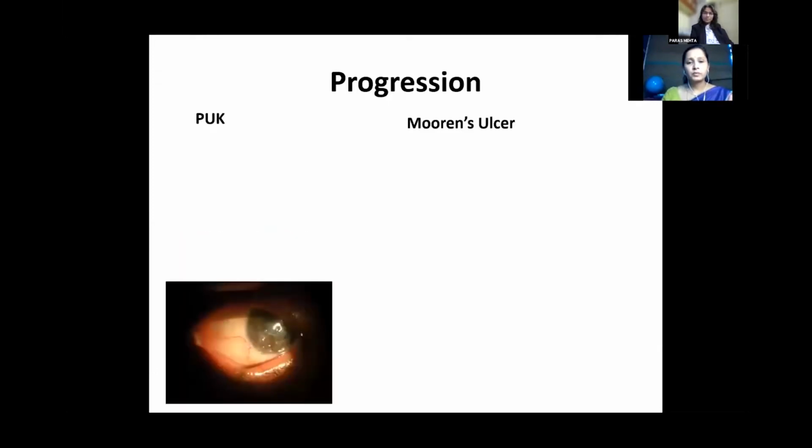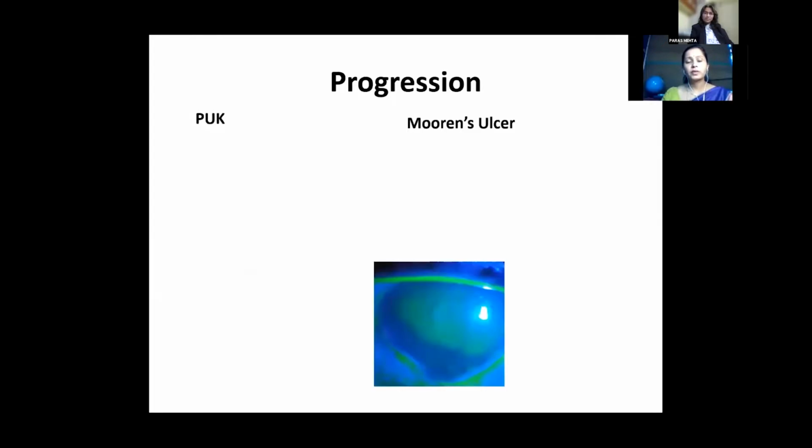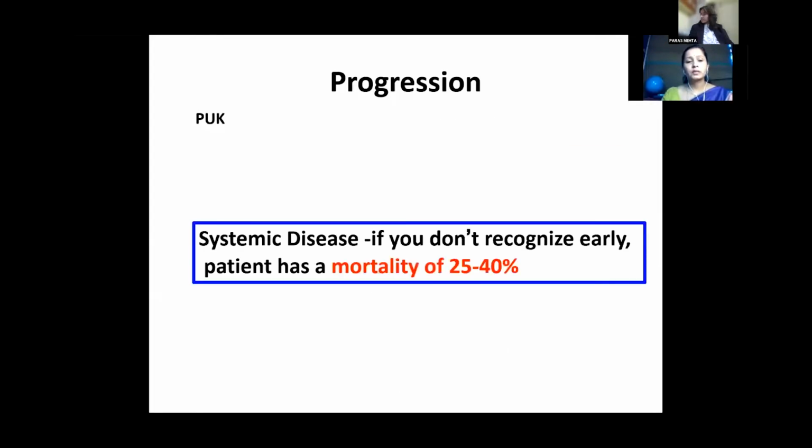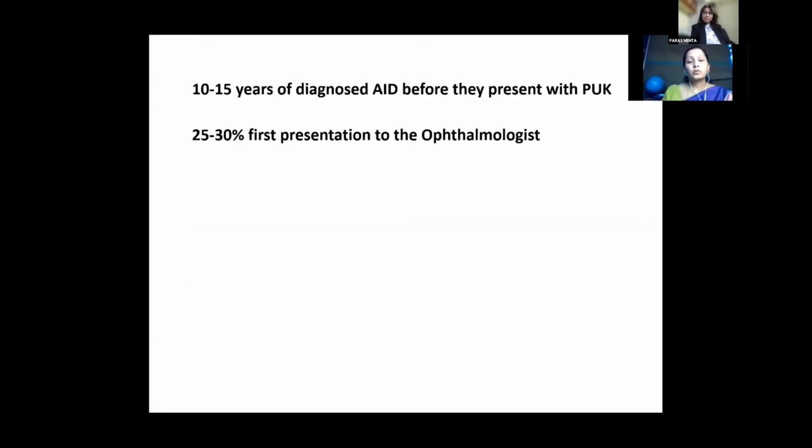It's very important to recognize PUK, but once you exclude Mooren's ulcer and you recognize the PUK, you need to know that your treatment is only one part. The ophthalmologist plays only one part of the treatment for the patient, because systemic disease recognition is more important, and if you don't recognize it early, the patient has a mortality of almost 25 to 40% in 5 years. So most of these patients have an established diagnosis of autoimmune disease, and 10 to 15 years after diagnosis, they present to you with a PUK.